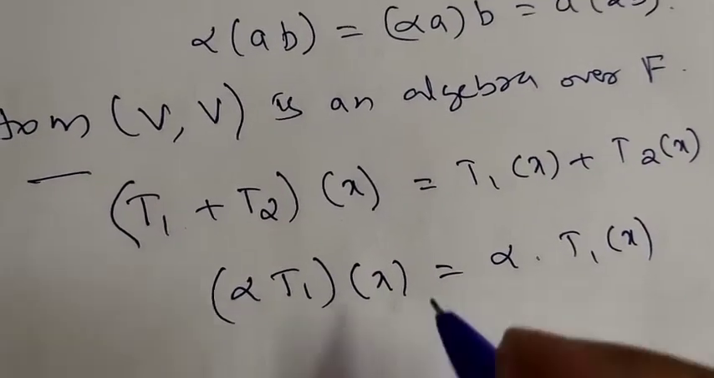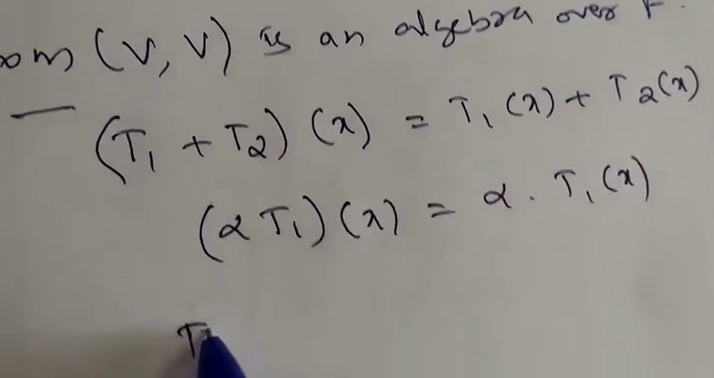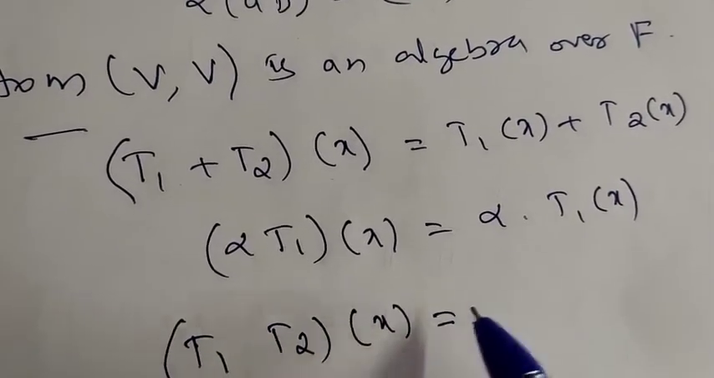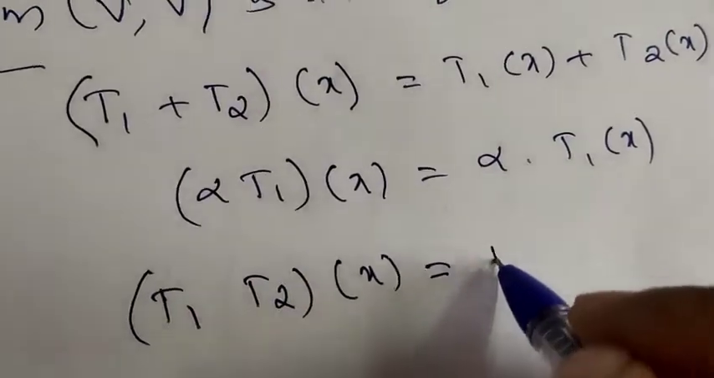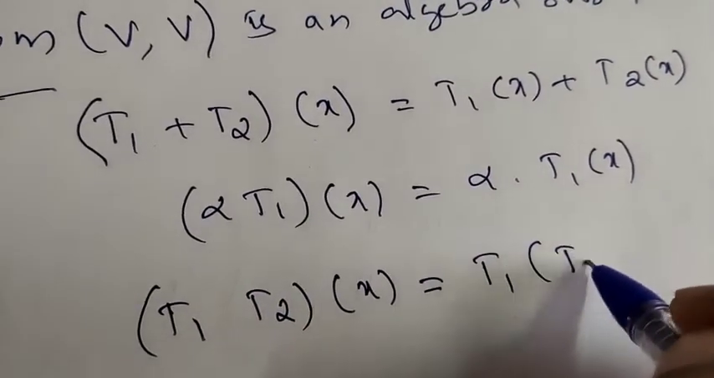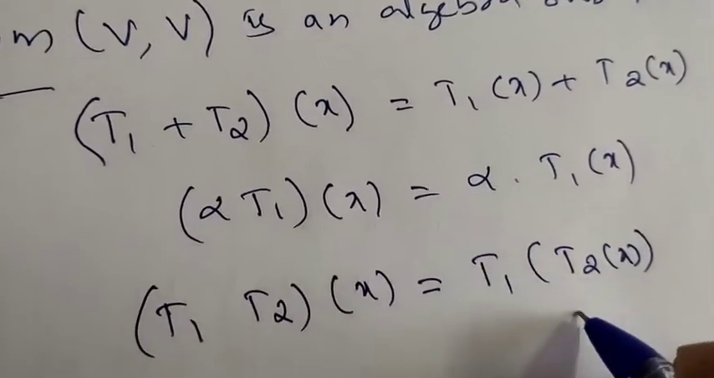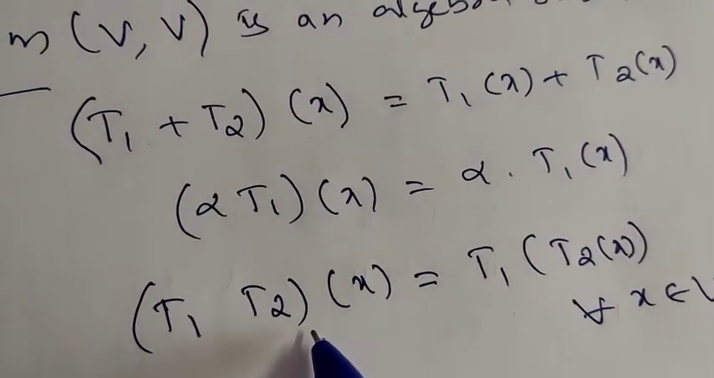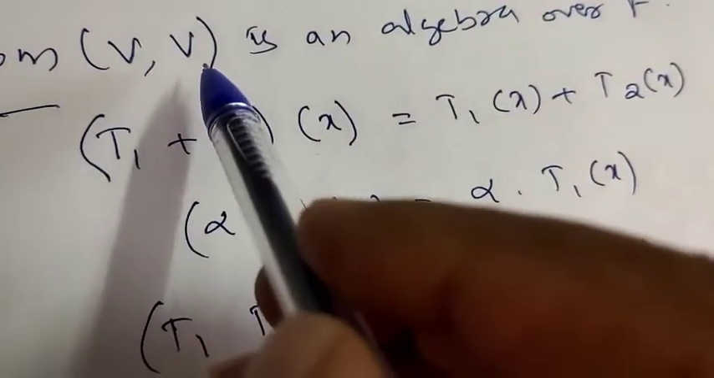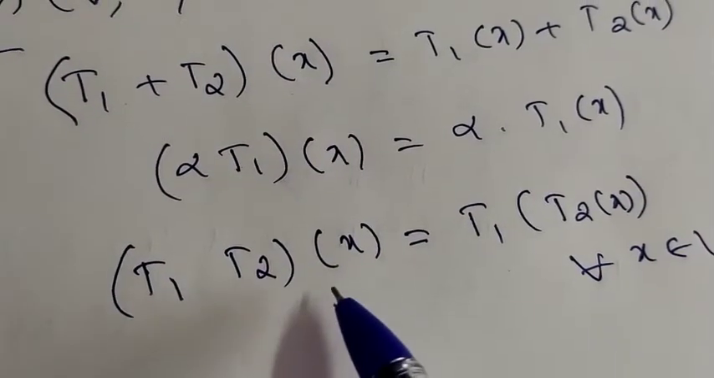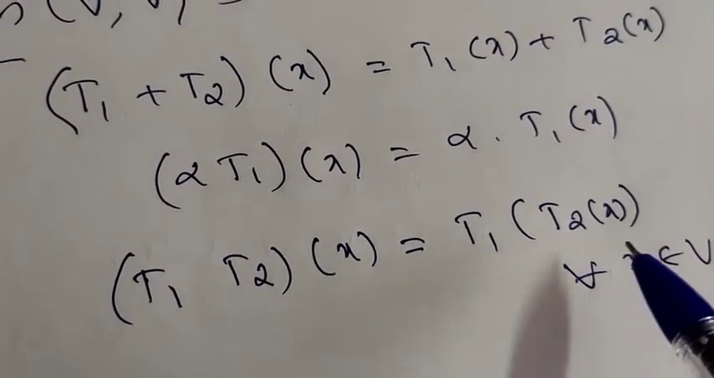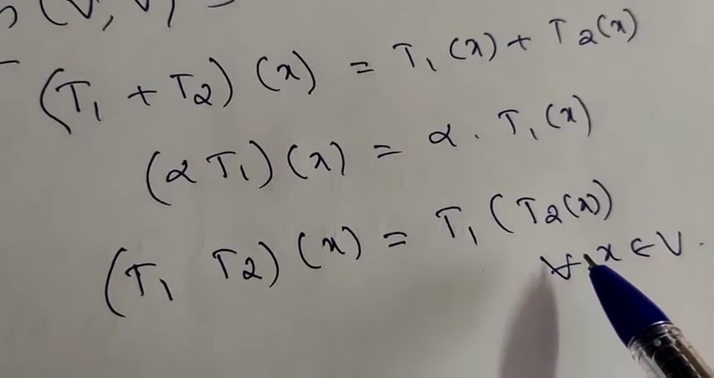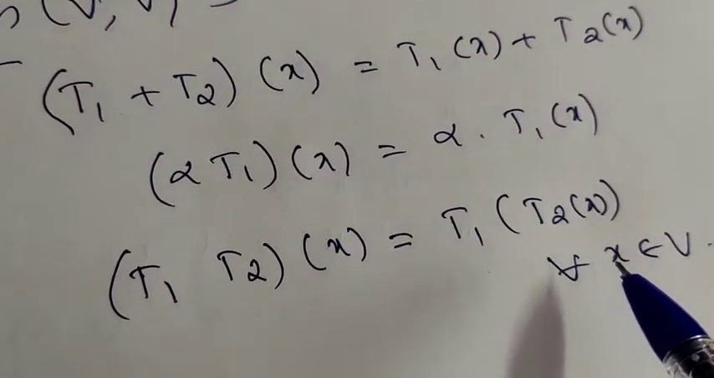And the multiplication is, say, T1 into T2 of x is equal to T1 of T2 of x for every x belongs to V, because both T1 and T2 are mapping from V to V only. Therefore, we can consider T1 into T2 of x as T1 of T2 of x or T2 of T1 of x. Generally, T1 of T2 of x is not the same as T2 of T1 of x.